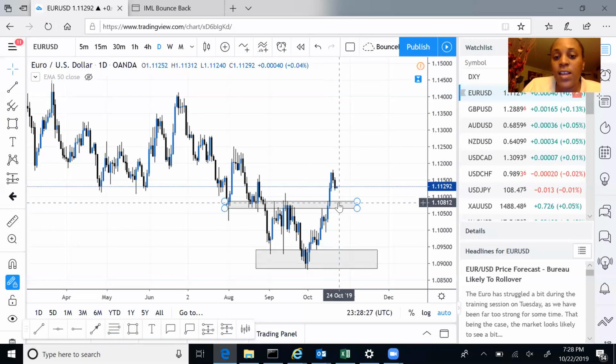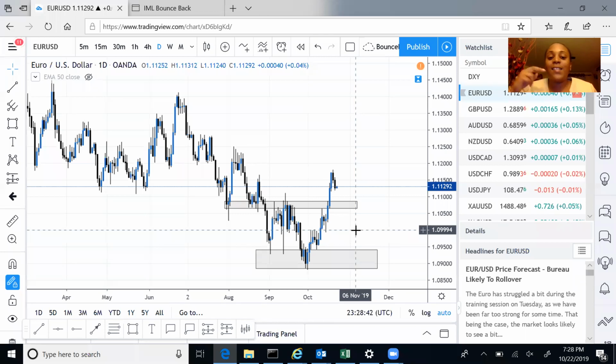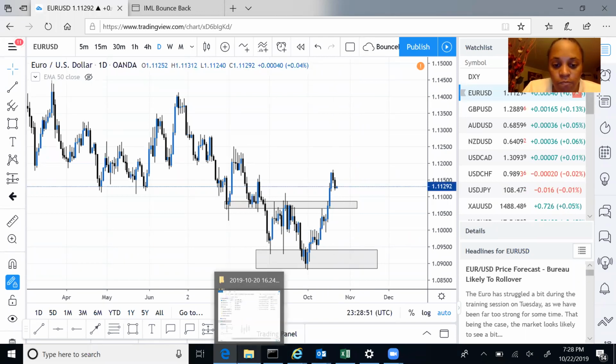I'm not saying that the market is going to drop down to this level, but it could do. And how would you be able to gauge this? Simply by identifying your key zones. And then at these key zones, you need to identify a pattern. And if you don't have a pattern, I think I have my pattern here.